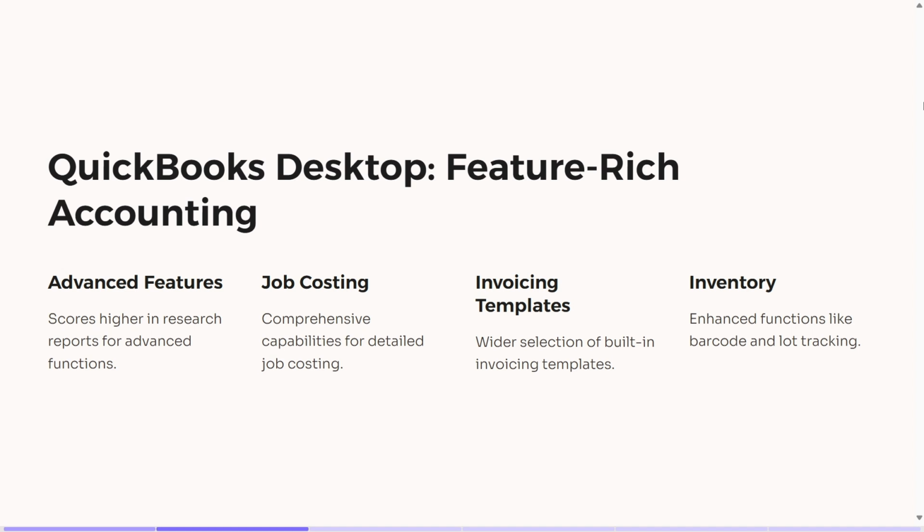First off, we have QuickBooks Desktop, and it is very feature rich. Some of the advanced features include scoring higher in research reports for more advanced functions. You get job costing, which gives you comprehensive capabilities for more detailed job costing. Also, you get invoicing templates. You get a wider selection of these built-in invoicing templates, and also enhanced functions like barcode and lot tracking.